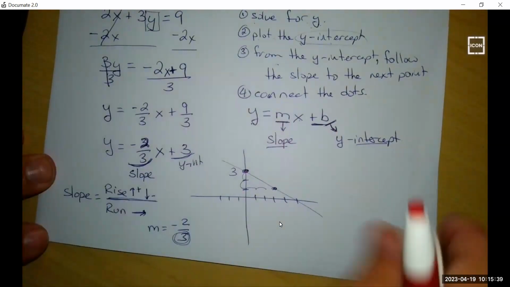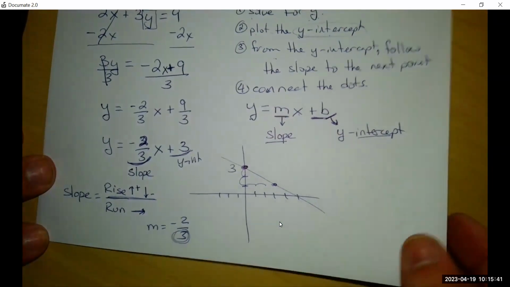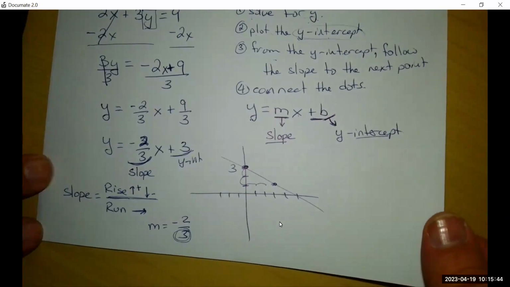Okay, I'm going to give you another one in slope intercept form. Let's graph it. We'll do two more, so we just get practice doing that.